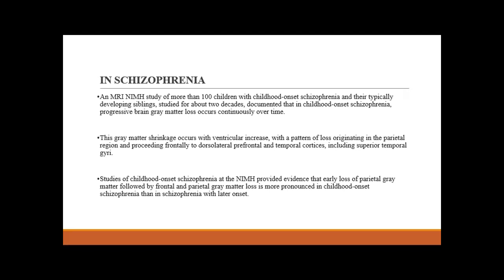This gray matter shrinkage occurs with ventricular increase, the pattern of loss originating in the parietal region and proceeding frontally to dorsolateral prefrontal and temporal cortices, including superior temporal gyri. Hence, this provided evidence that early loss of parietal gray matter, followed by frontal and temporal gray matter loss, is more pronounced in childhood onset schizophrenia than in schizophrenia with later onset.